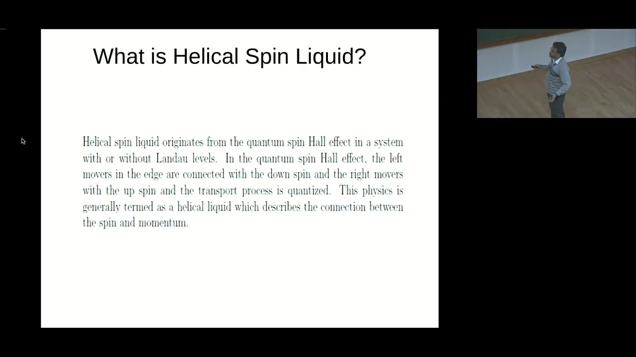And this physics is generally termed as the helical liquid, which describes the connection between the spin and momentum, as we read in our master's course, the helicity in the Dirac equation, that is the projection of momentum in the spin direction or vice versa.